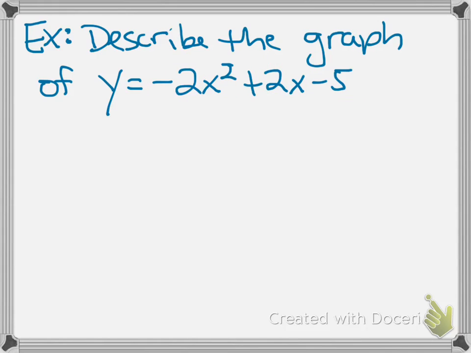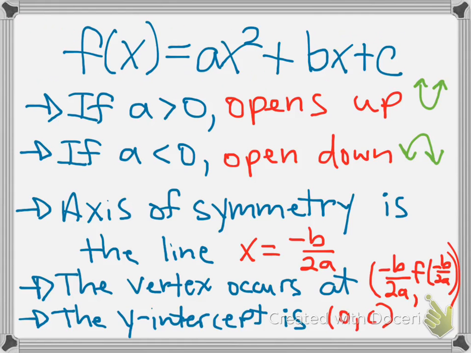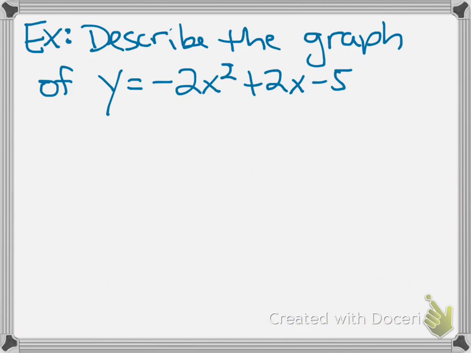So let's go through exactly what we laid out on the last slide and see what we can state about this particular quadratic equation. First of all, let's look at our value of a. a is negative 2, and because negative 2 is negative, our parabola must open down. So that's one thing that we can say.